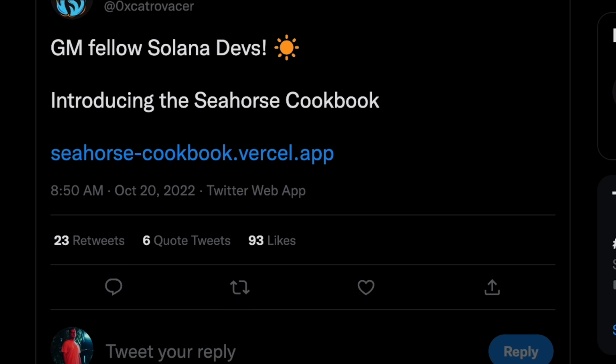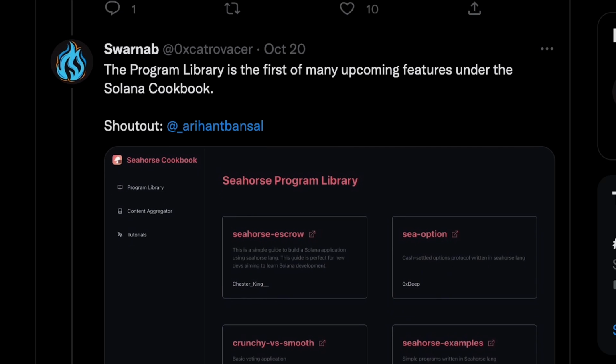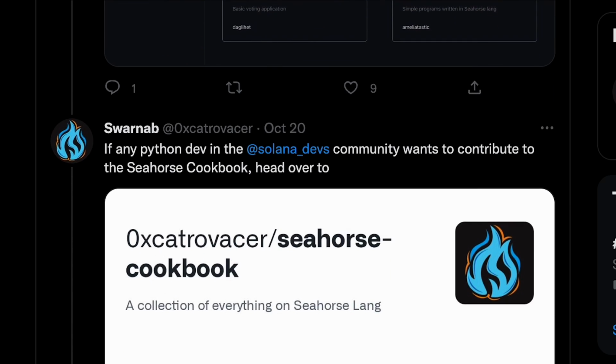And then the resource of the week is the Seahorse Cookbook. There's a cookbook being created by the community on Seahorse programs and the different ways that you can implement them. So definitely check that out. It's a lot of fun. Yeah, go contribute to that too. Help build that thing out. Throw some examples in there. See what they need. All right, cool.